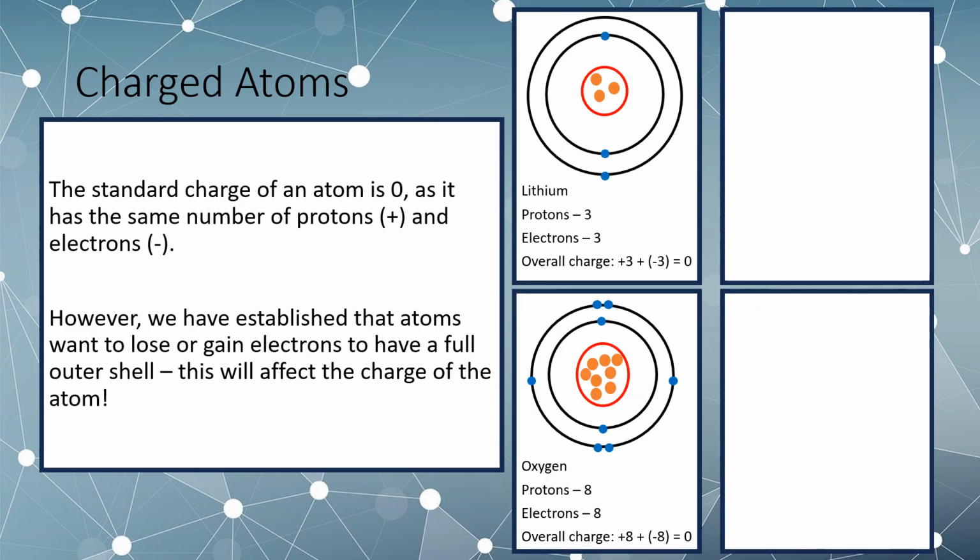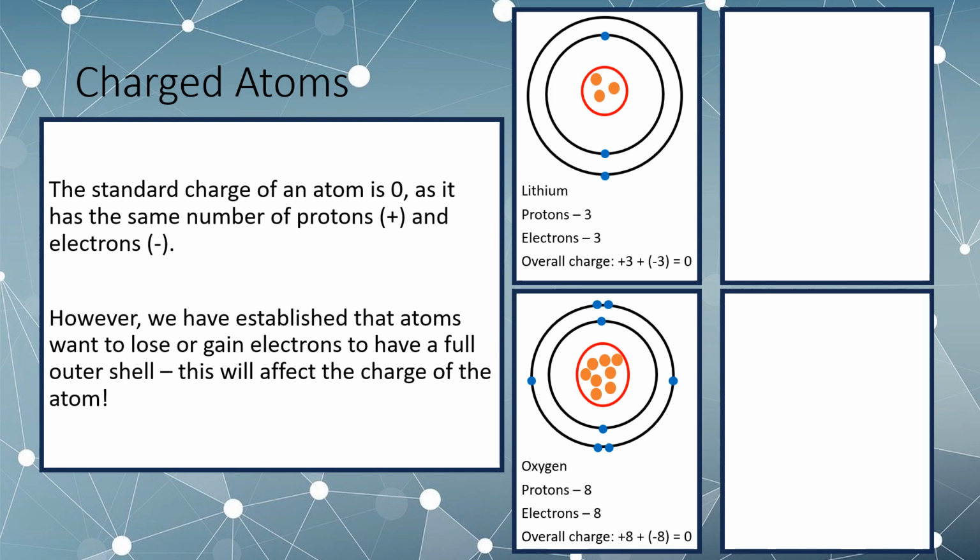Once we start to lose or gain electrons, we end up with what's known as a charged atom, or charged particles. The standard charge of an atom is 0. It's neutral, as it has the same number of protons and electrons. So if we look to the right here, we can see that lithium and oxygen are neutral in their standard form. Lithium has 3 protons, and it has 3 electrons. Therefore, its overall charge is positive 3 plus that negative 3, which gives us an overall charge of 0.